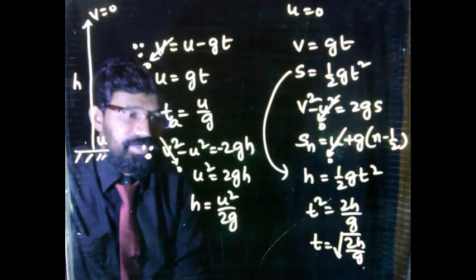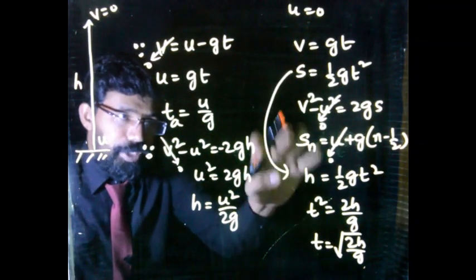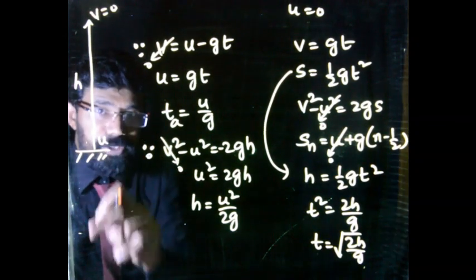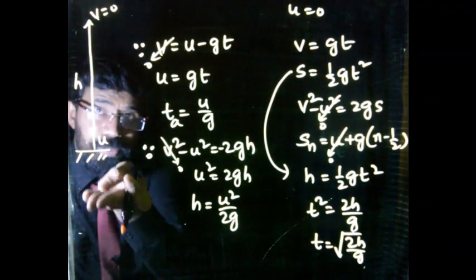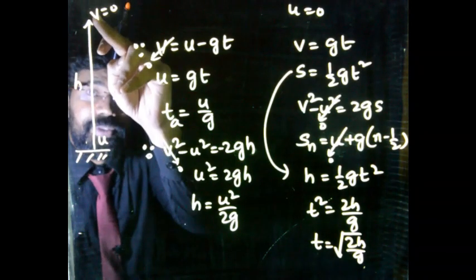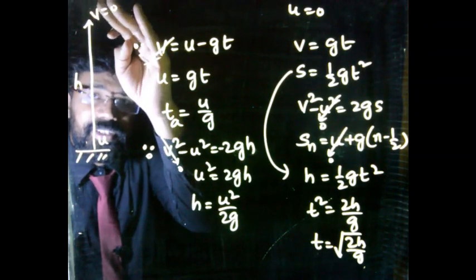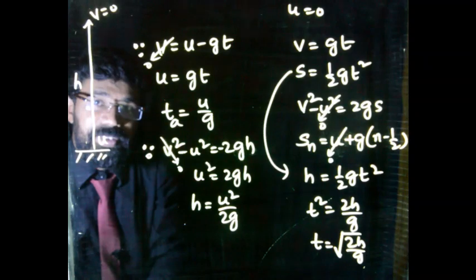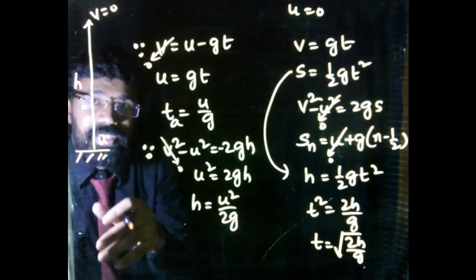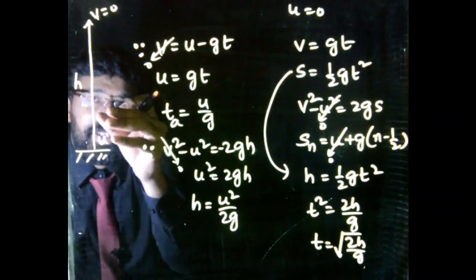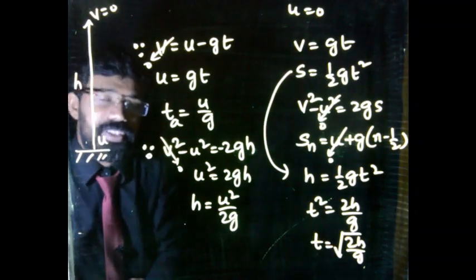Whatever this free fall is, if it is seen in this situation, what is the situation? The body is projected in the upward direction. It has gone up to a certain height h, and then it is falling back. When it is falling back, what kind of motion is that? A free fall. It's like a body is dropped from a height equal to h. Such a kind of situation it is.